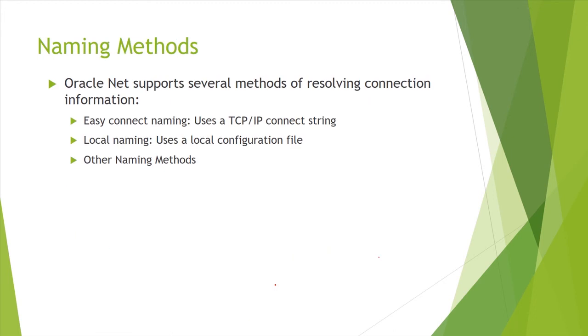Oracle Net supports several methods of resolving connection information. The first method is using easy connect naming. In easy connect naming, there is no need for name resolution because you are providing the full connection string inline: the IP, the port, and the service name, without providing a name service or service name. Local naming uses a local configuration file.